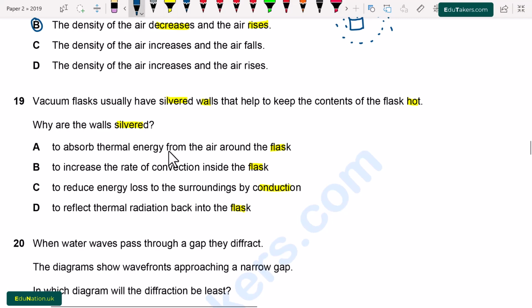As the temperature inside the flask is very high, the walls are silvered to reflect the thermal radiation back into the flask. So the temperature remains the same. It does not decrease. So option D is correct.